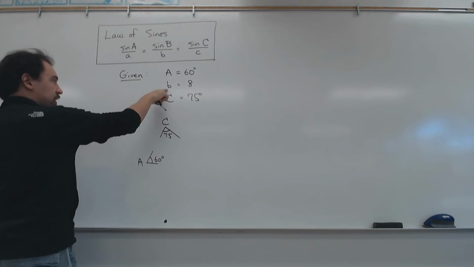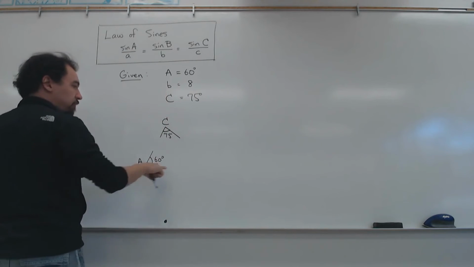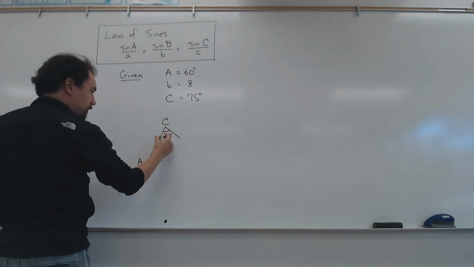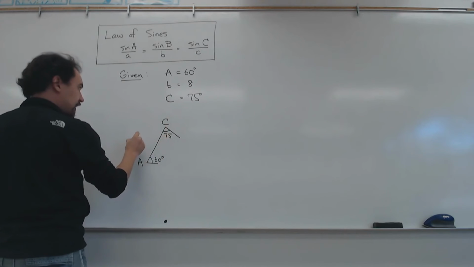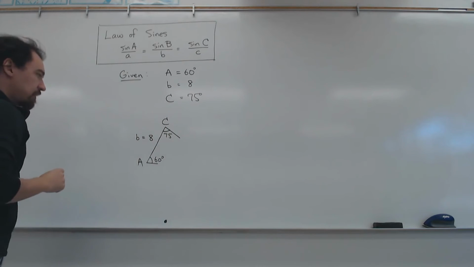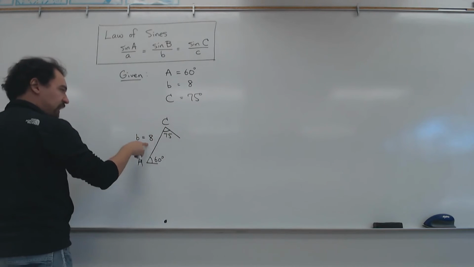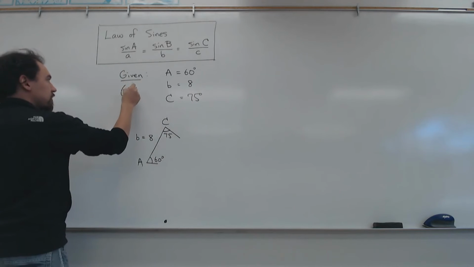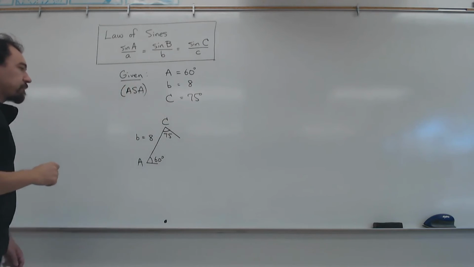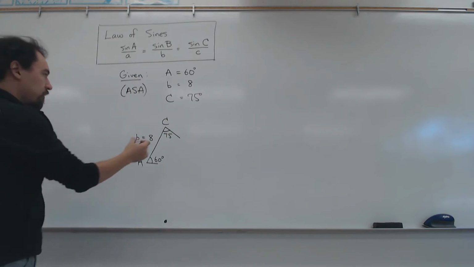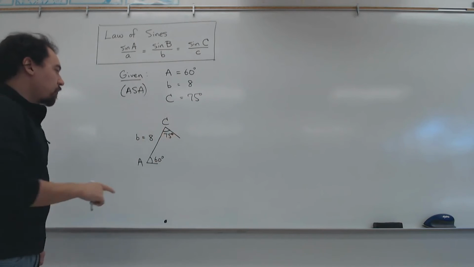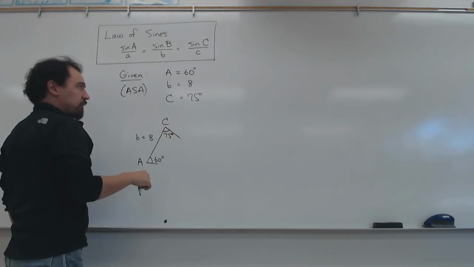Now we realize that side length b is the opposite of angle B, but angle B is down here, which means we've actually been given this side length. This configuration of information we say is angle, side, angle, like that.